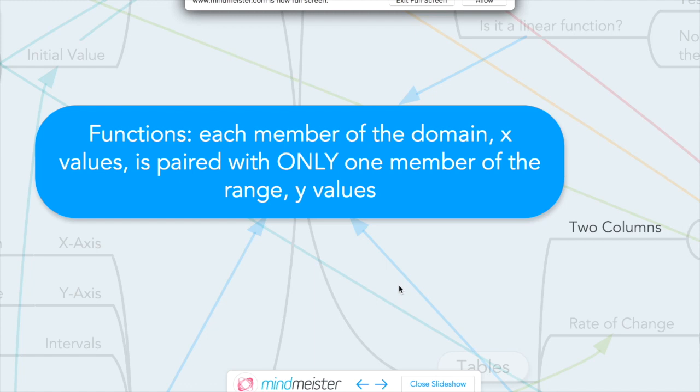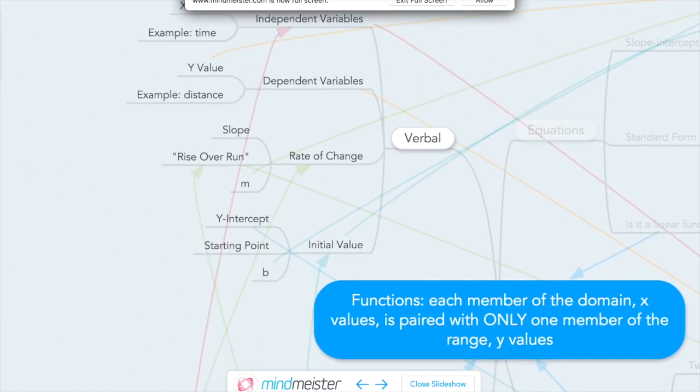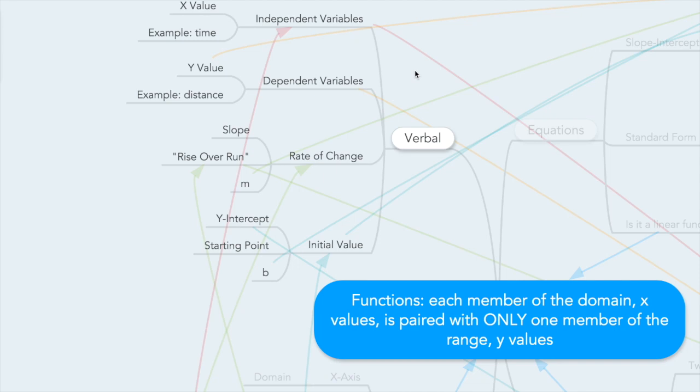A function is each member of the domain, x values, paired with only one member of the range, or y values. There are a couple of different ways that we can represent functions, and the first way I want to talk about is verbal. So we have independent variables, which would be your x value. An example would be time. You have dependent variables, that's your y value. An example would be distance.